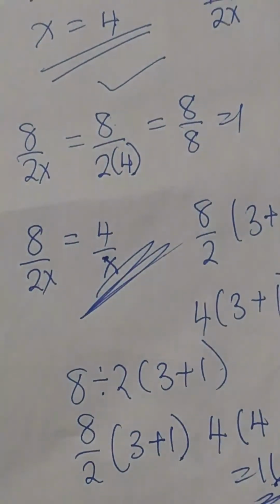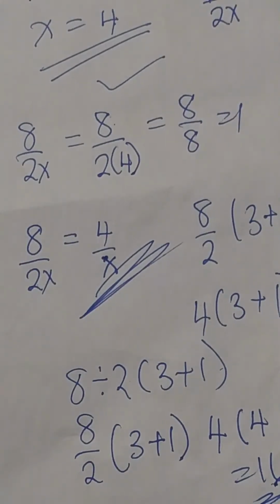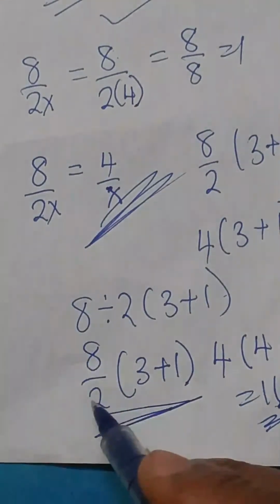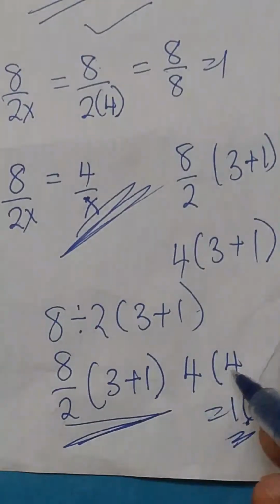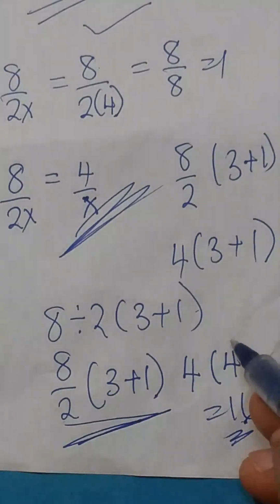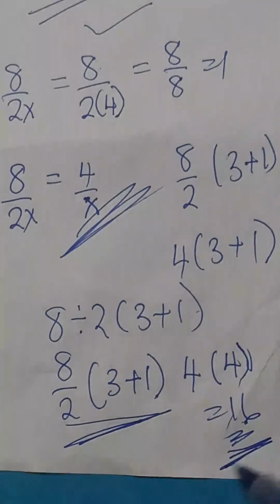Yes, now that is it. If you do now 4 divided by 2, look at how you put it. Look at what I did here. This is how you put it. You have 8 divided by 2, and that is 4. Bracket 3 plus 1 is 4. So you multiply like this and you have 16. You see, it's still the same answer.